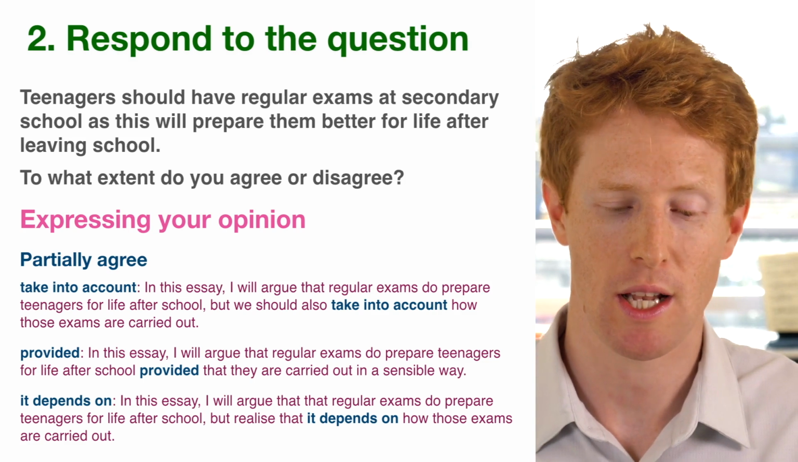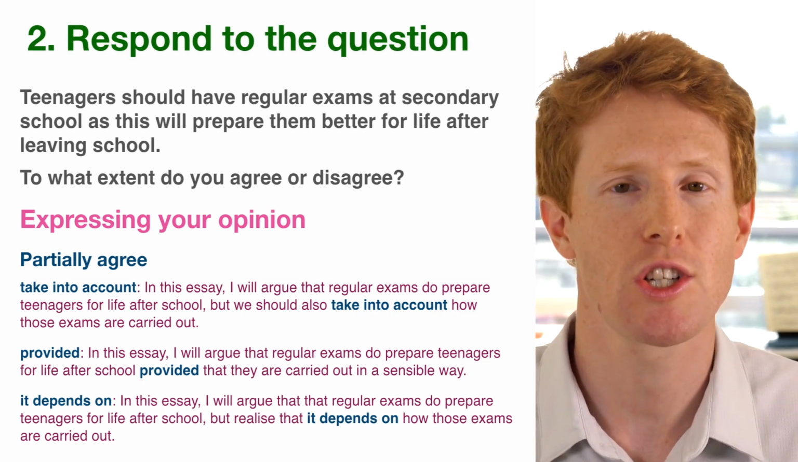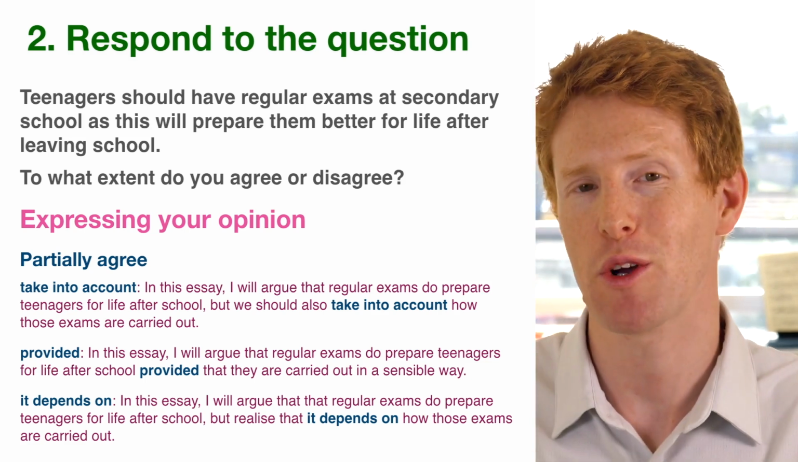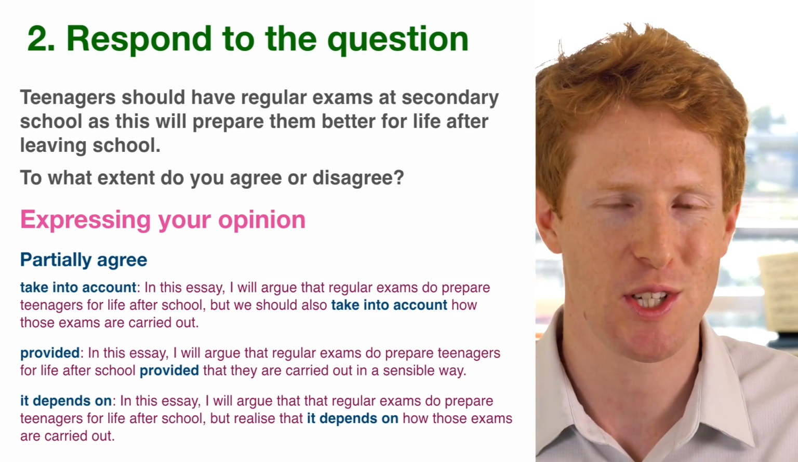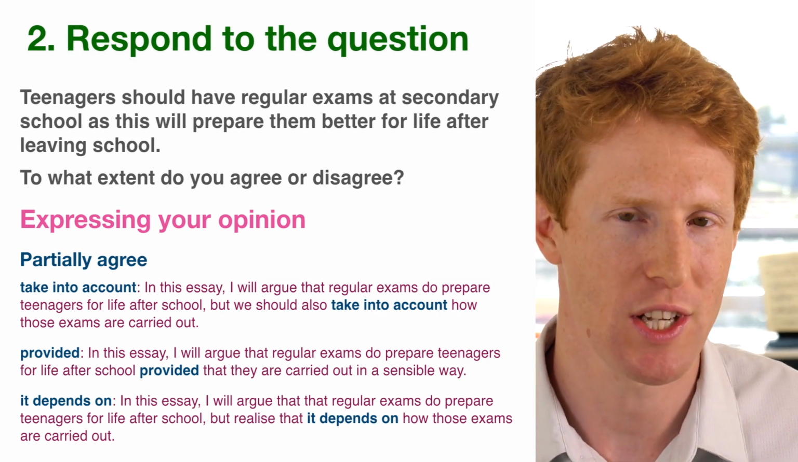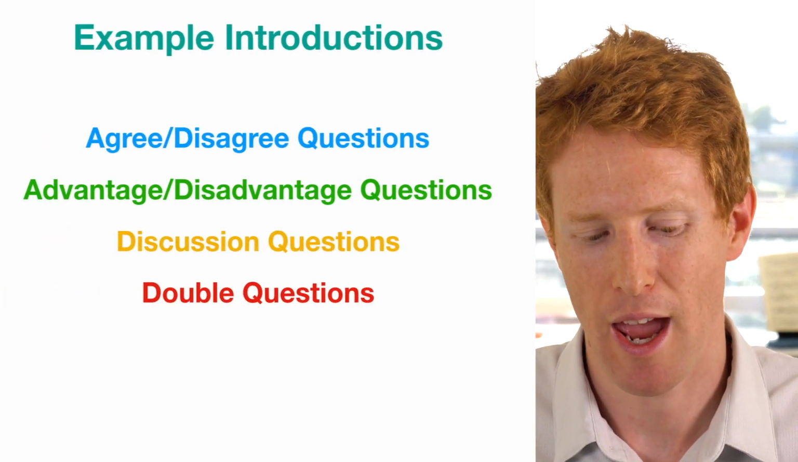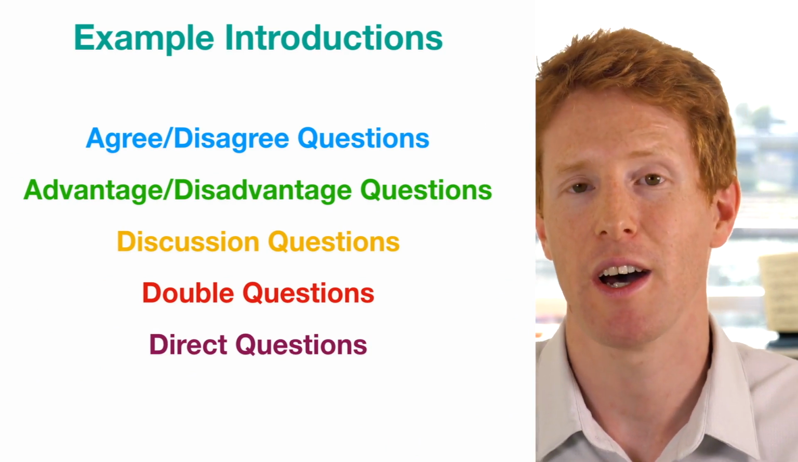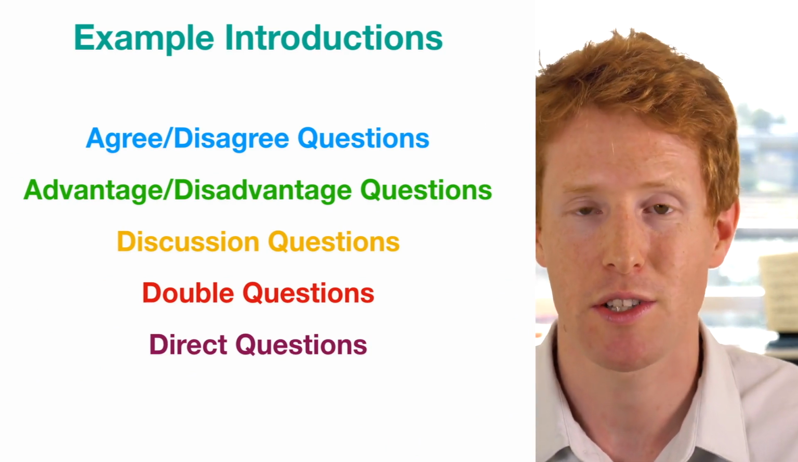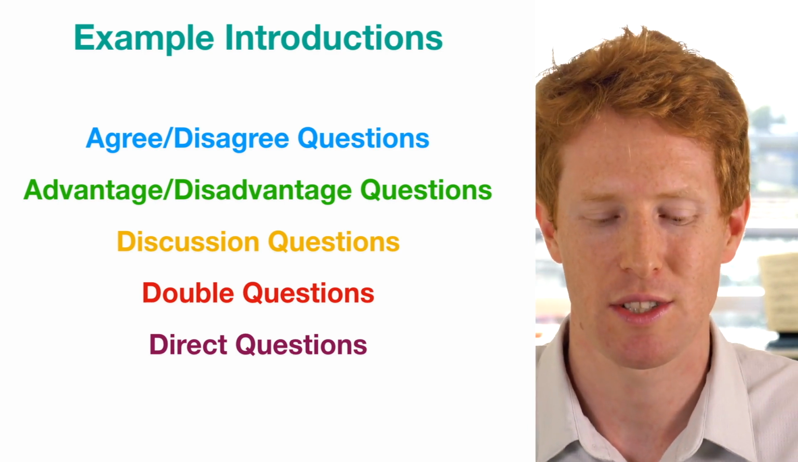So we can use phrases like take into account, provided, and it depends on to partially agree. So when we don't fully agree or fully disagree, we're partially agreeing, and we're saying why we partially agree. Okay, now what we're going to do is look at some example introductions for all of the most common essay question types. And they are the agree, disagree, the advantage, disadvantage, discussion, double question, and direct questions.